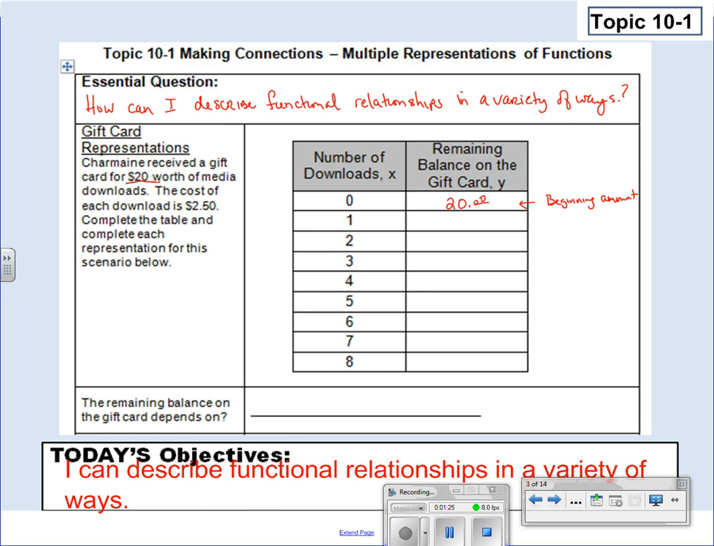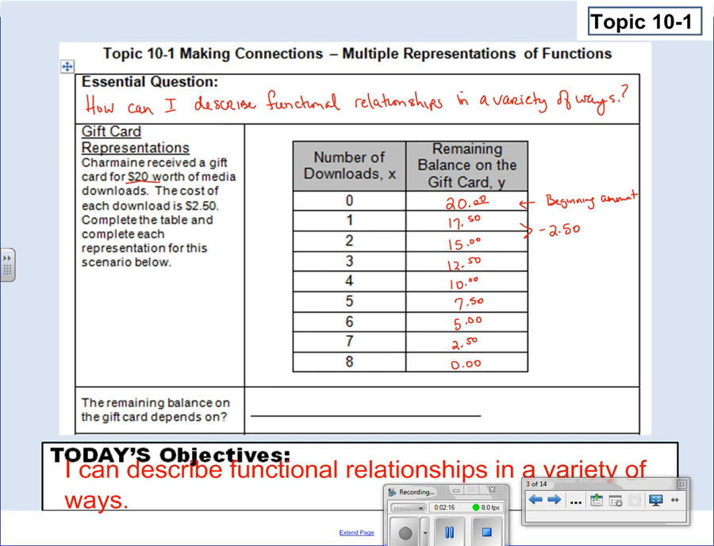The cost of each download is $2.50. So if I download one song, I'm going to subtract $2.50, and my remaining balance will give me $17.50. If I continue with this, I download two songs, I will subtract another $2.50, and we'll get $15. So what we'll see is our remaining balance is changing by $2.50 by subtracting each time. So after 3 downloads, we have $12.50. After 4 downloads, we have $10 left. 5 downloads, we have $7.50. I'm sorry, 6 downloads, we have $5 left. 7 downloads, we have $2.50 remaining. And after 8 downloads, we have no money left.